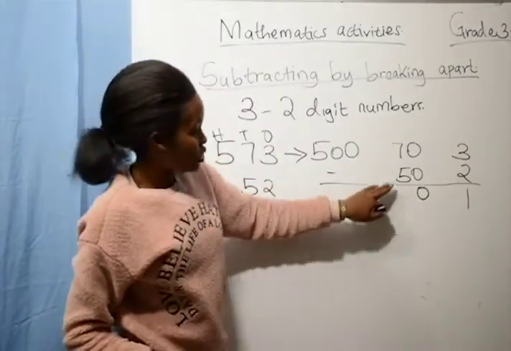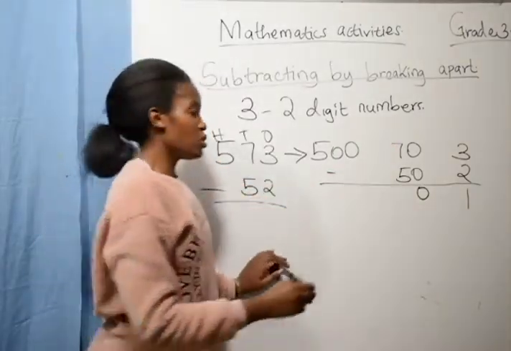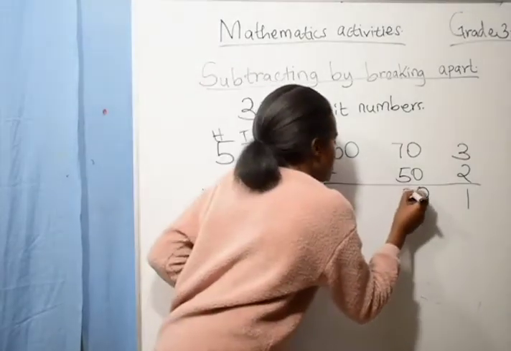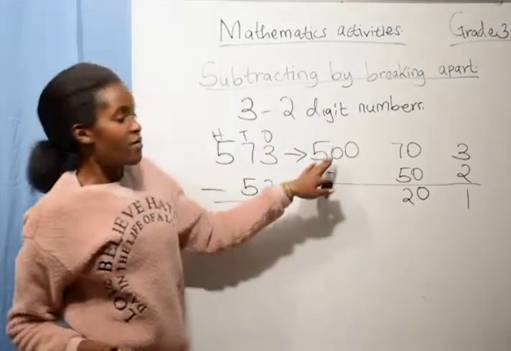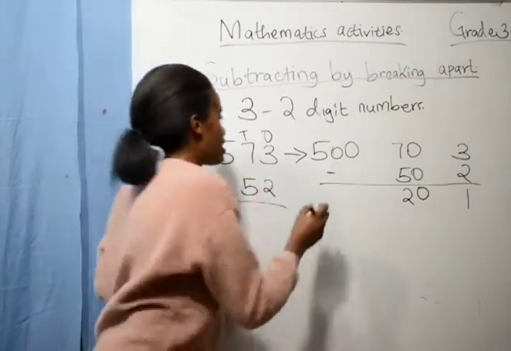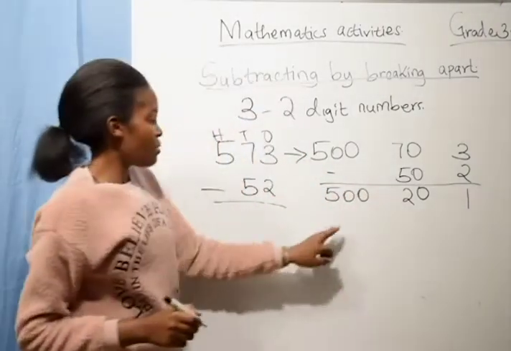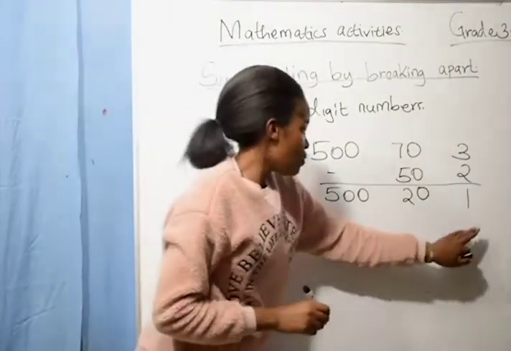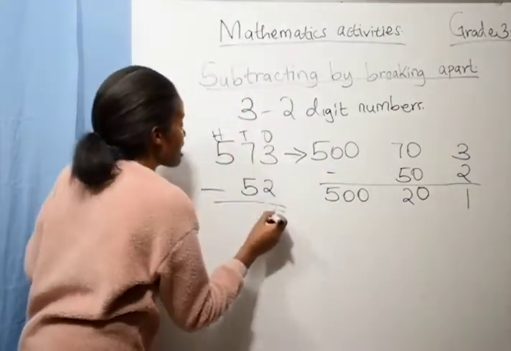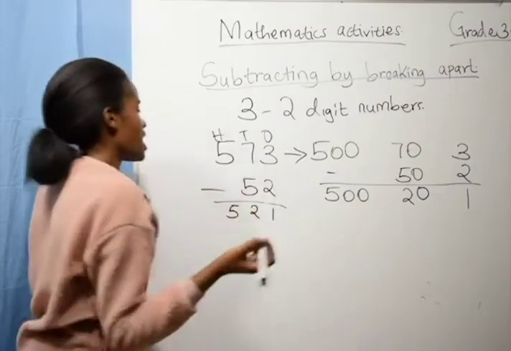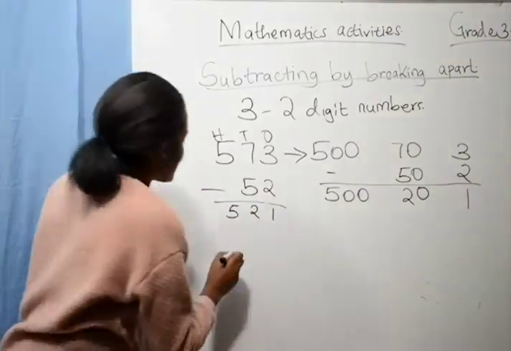7 minus 5 is 2. Yes. And in the last, 500 minus 0 is 500. Now the number will be 521. Just come and write here. 521. Yes.